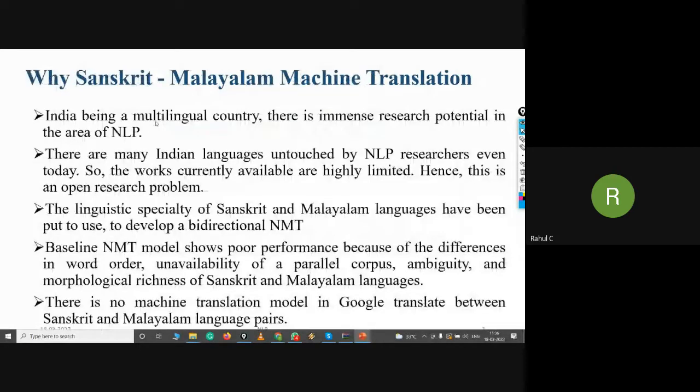Okay. So the thing is that if you are going for research, that translation should not already be there. Even in Google Translate, between Sanskrit and Malayalam there is no translation. There is no translation. Okay. So this is actually what we are looking for.